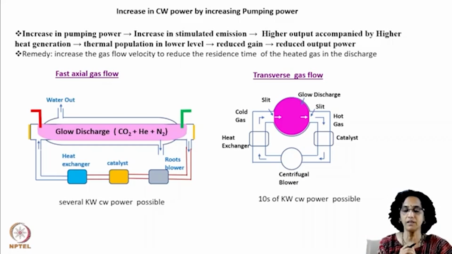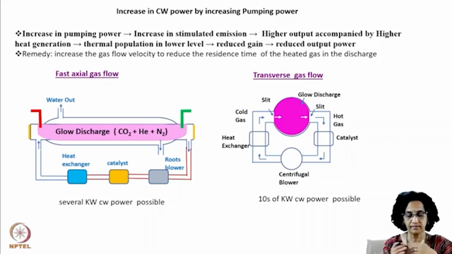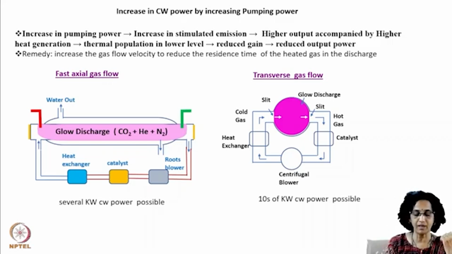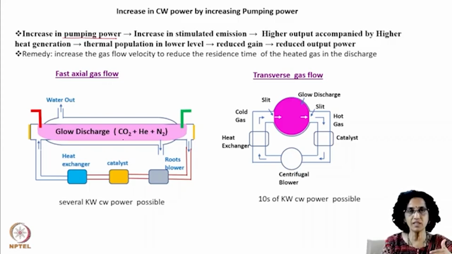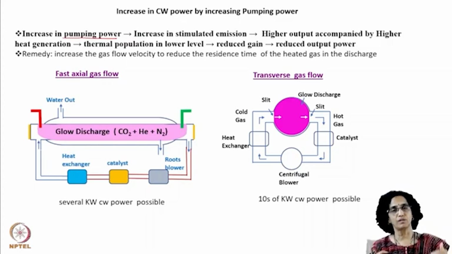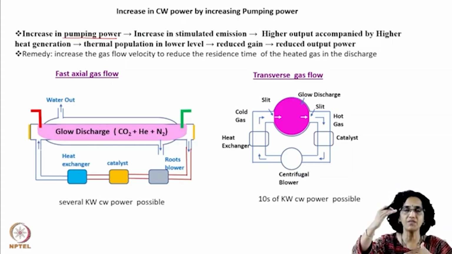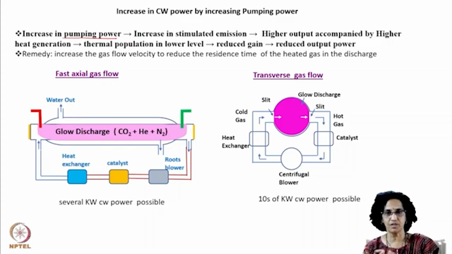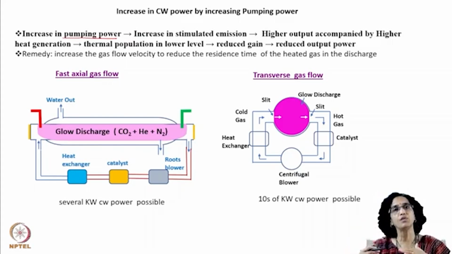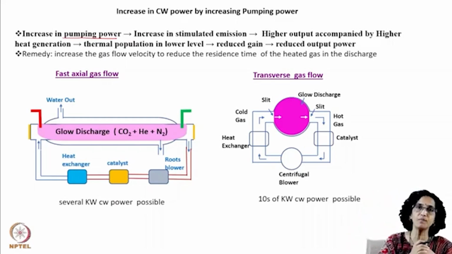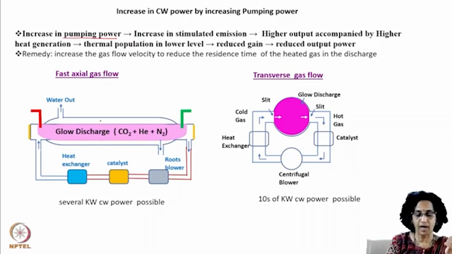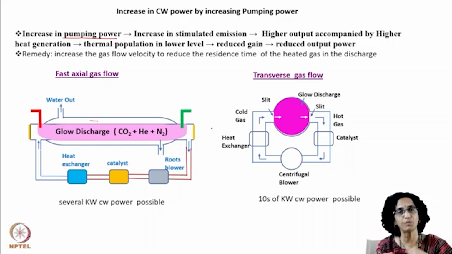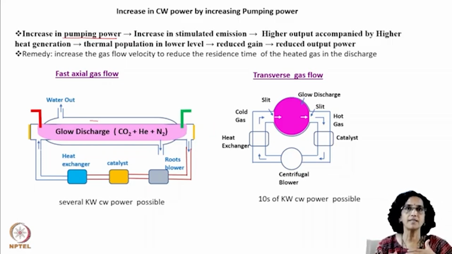So how can you increase the output power, CW power, from a laser? The first and easiest thing that comes to our mind is to increase the pumping power. You increase the discharge current. If you increase the discharge current, you create more electrons, you create more population inversion, because you are exciting both nitrogen and CO2. If you create more population inversion, you have more stimulated emission rate. So the higher the stimulated emission rate, the more the intracavity flux. And the more the intracavity flux, the more your output power, isn't it? So that is the easiest way.